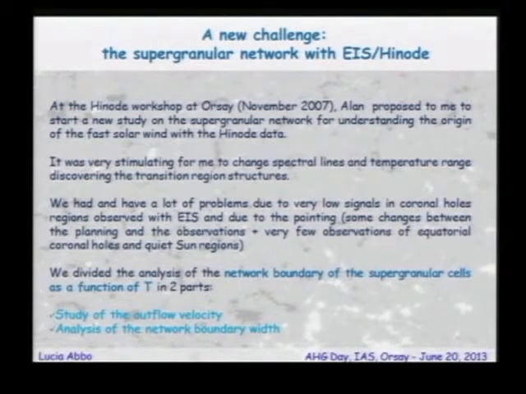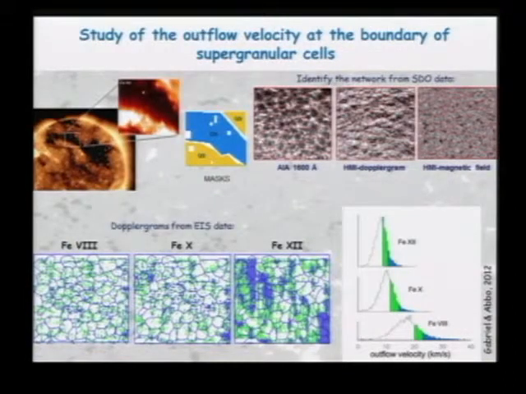And we decided to divide the analysis of the network boundary of the supragranular cells as a function of temperature in two parts: the study of the outflow velocity and the analysis of the network boundary width. So very briefly, the study about the outflow velocity at the boundary of the supragranular cells is shown here. It was already published 1 year ago.